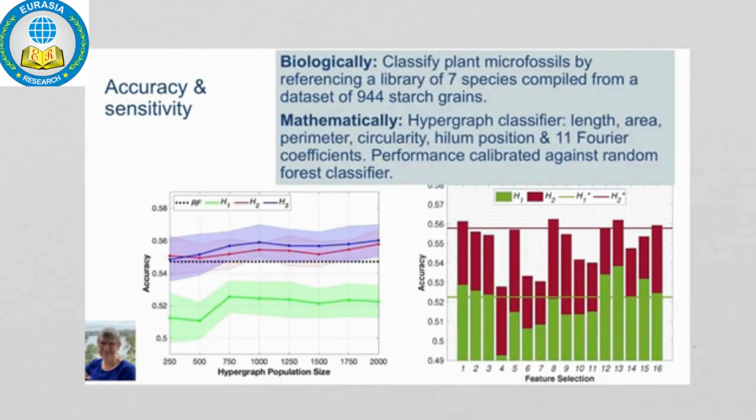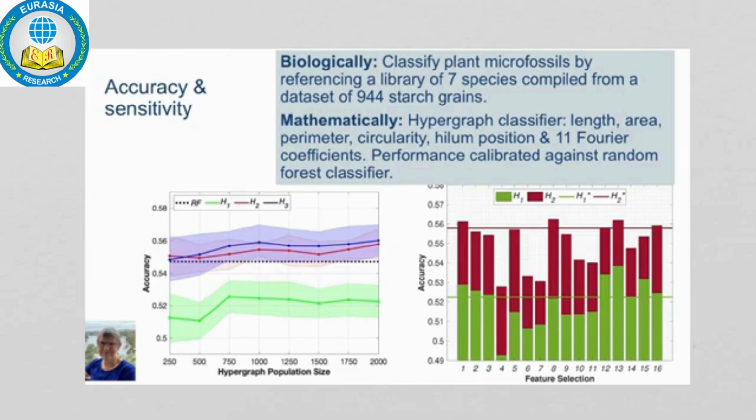Before I finish, I want to briefly tell you about a second study we were looking at. We had a reference library for plant microfossils across 7 distinct species, and we were taking ungraded starch grains, for which there was a total of 944, and using the reference library to allocate or classify these starch grains to their species. This gave us a hypergraph classifier which used length, area, perimeter, circularity, island position, and 11 mathematical coefficients to help us identify the species for a given starch grain.